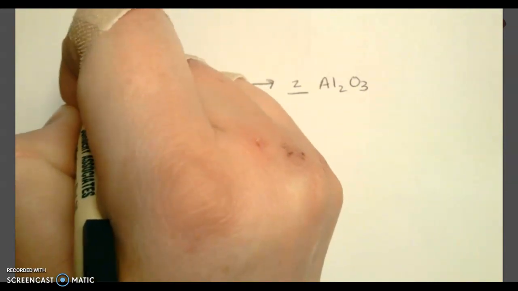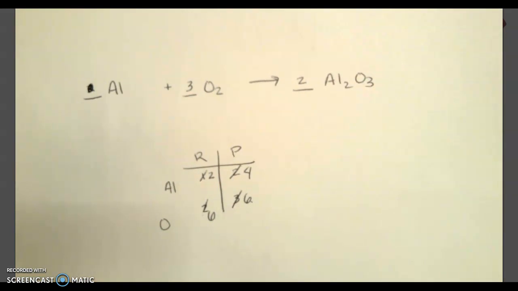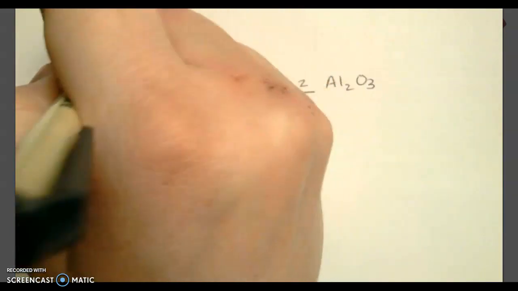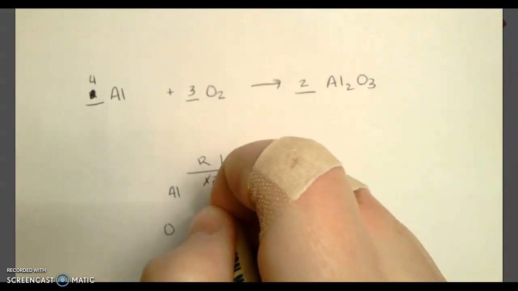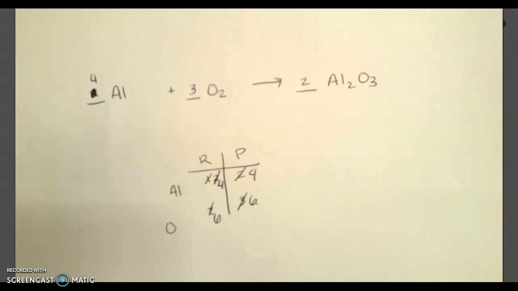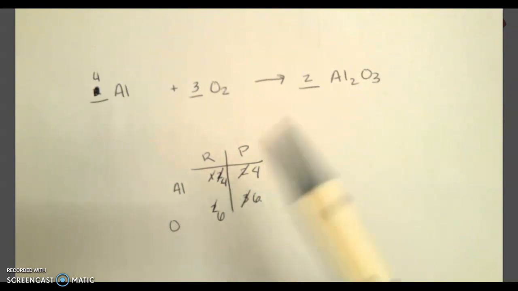I'm going to come back to the aluminum on the reactant side and scribble out that coefficient for a moment. I should have maybe not used pen, huh? But we're going to put a 4 there. And what do you know? We got it. 4 times 1 is 4, so that's good.